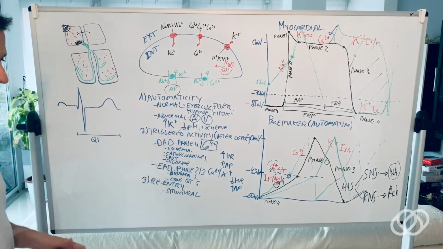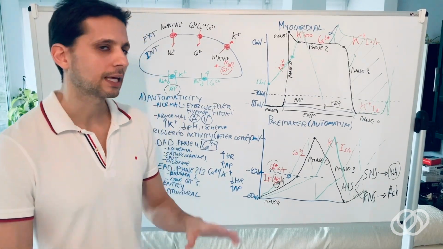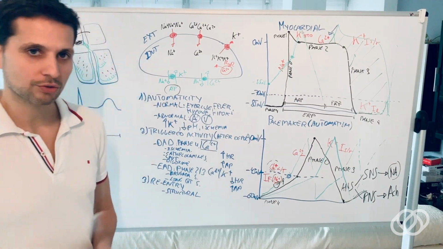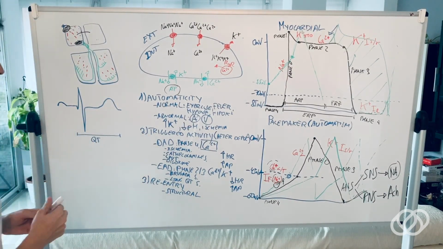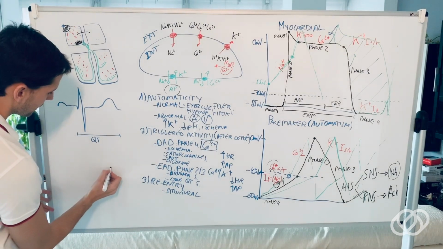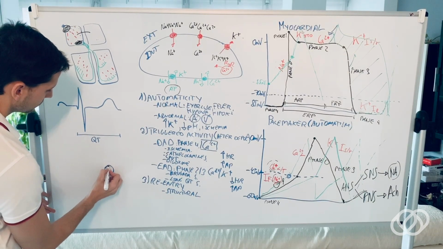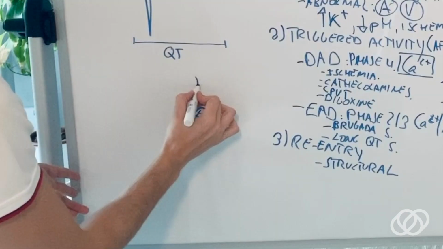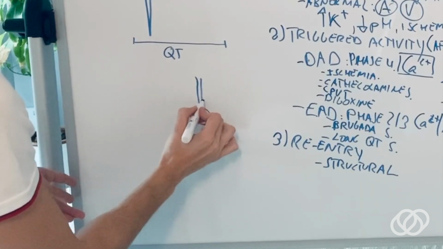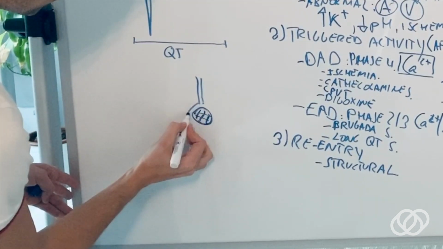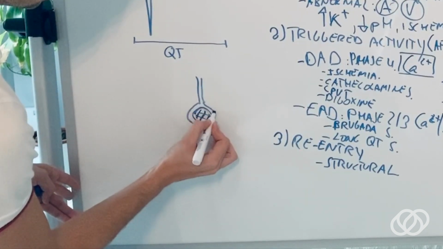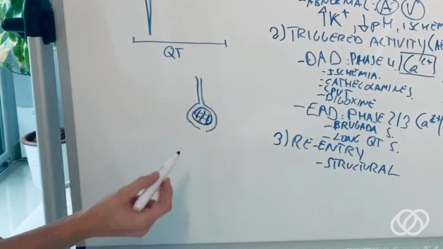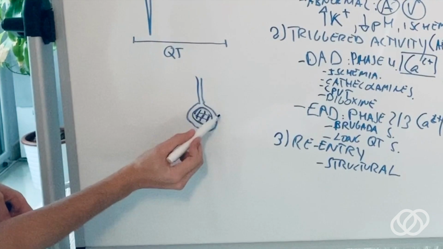Structural re-entry. So there is something in the structure of the heart that leads to the production of this re-entry. To have a structural re-entry, we need two things. First of all, we need an obstacle, because if we have an obstacle, when the electrical impulse comes and reaches the obstacle, it has to turn into two ways, turn around the obstacle.